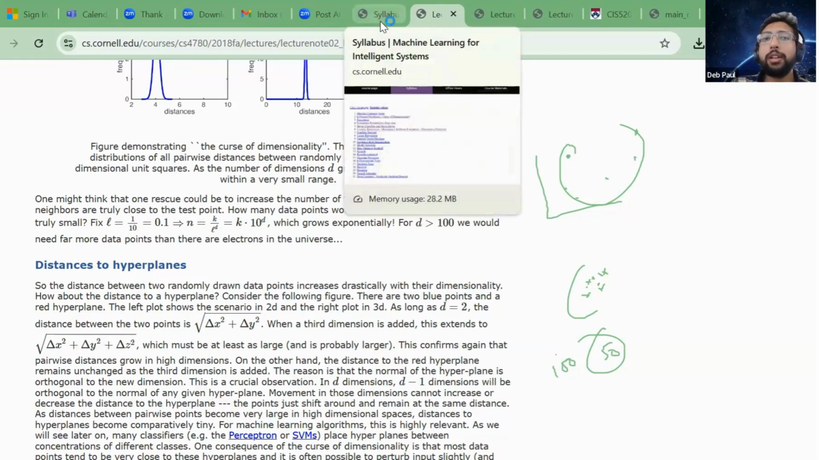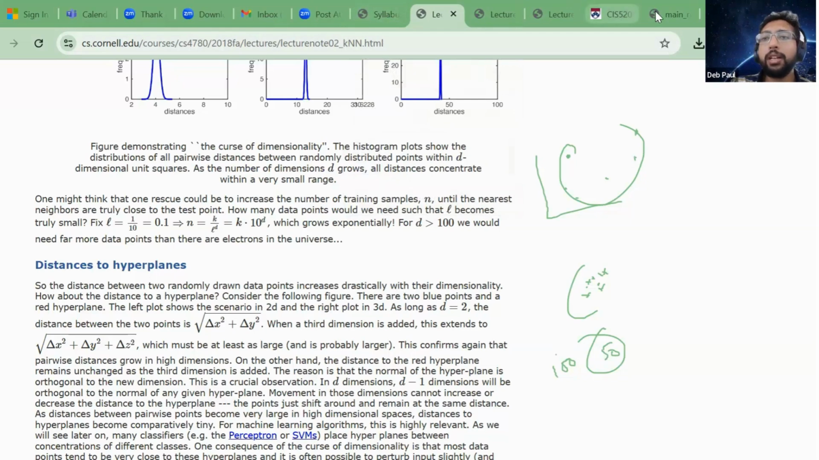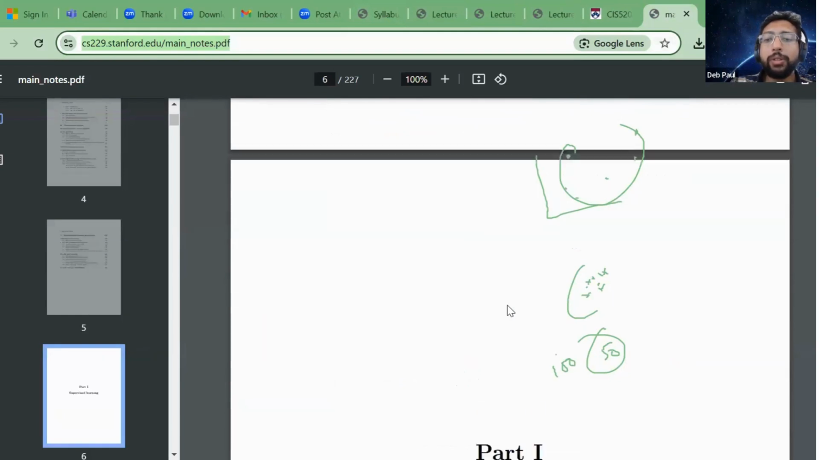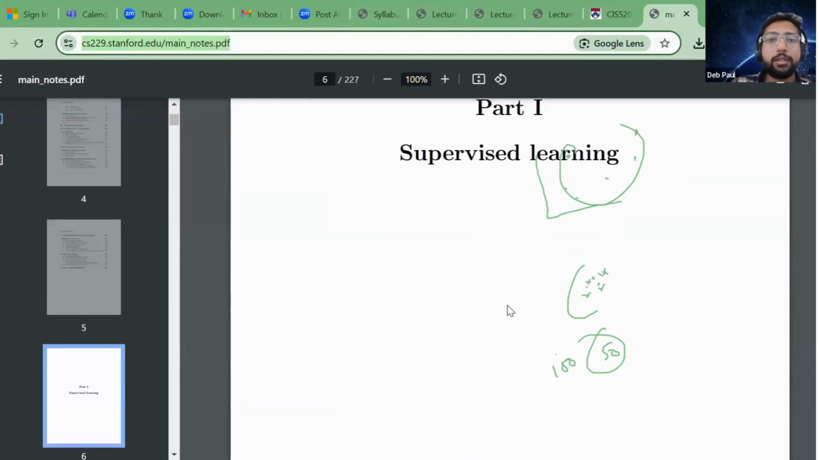So moving on to the next thing. Let me go through the lecture notes, and clear the screen.